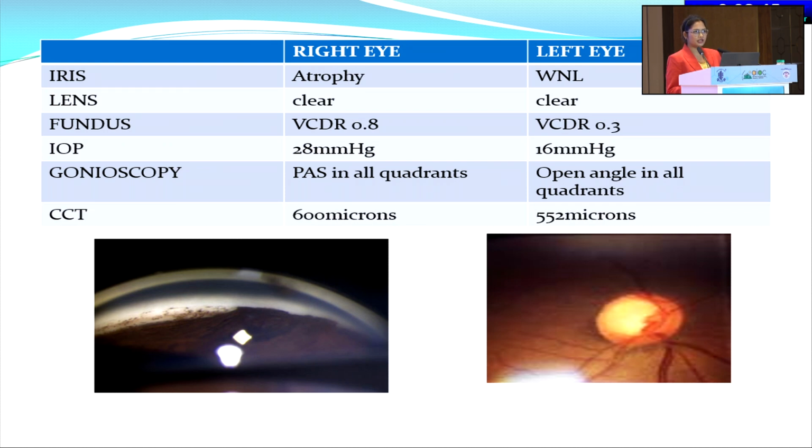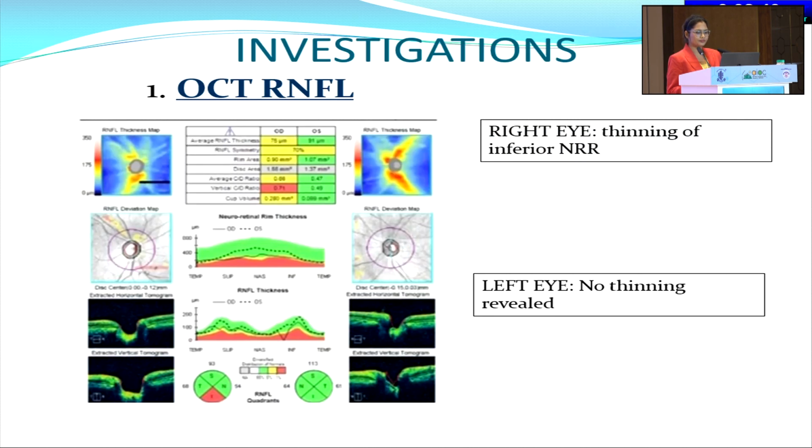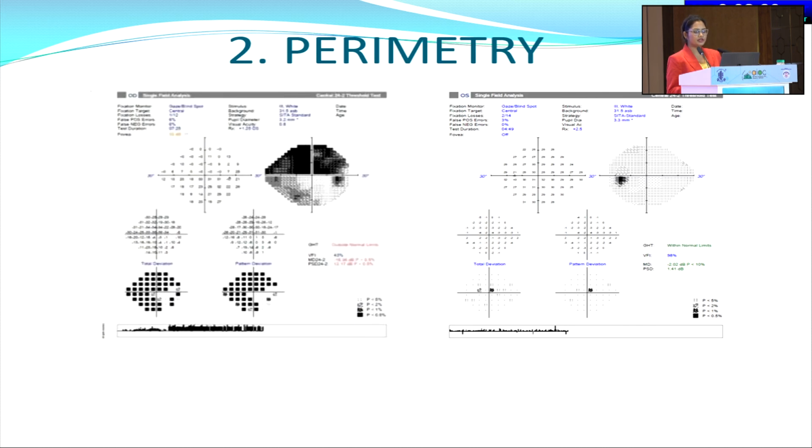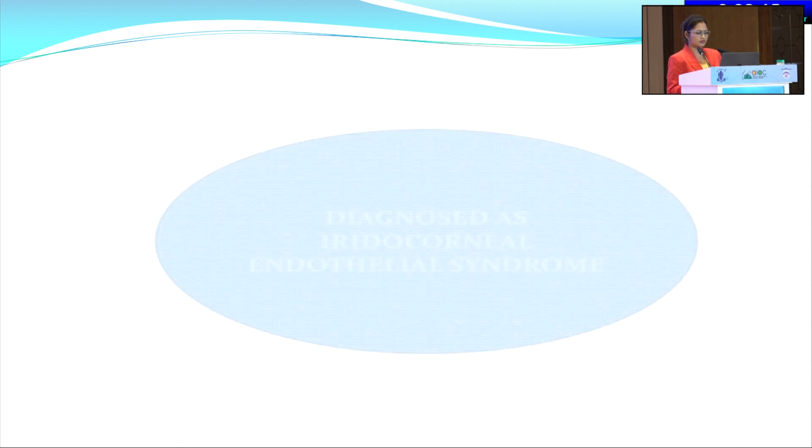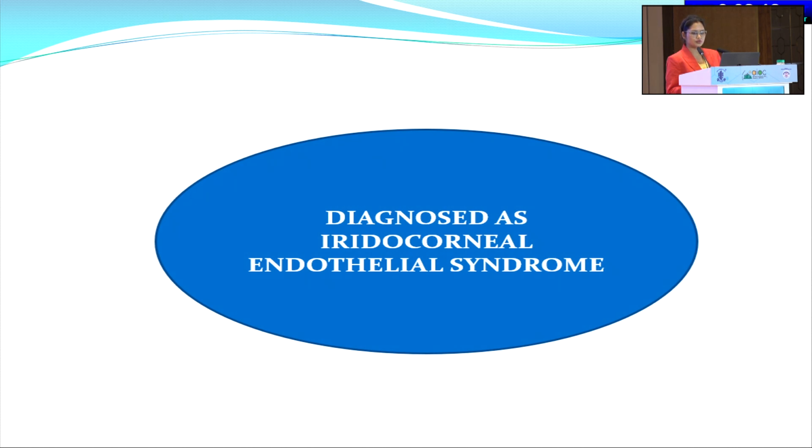On gonioscopy, there was peripheral anterior synechiae in all quadrants in the right eye, but in the left eye, there was an open angle in all quadrants. On OCT RNFL examination, the right eye showed thinning of the inferior neuroretinal rim. In the left eye, no thinning was revealed. Perimetry showed the right eye had a visual field defect. On specular microscopy, there was reduced endothelial count, high pleomorphism, polymegathism, and loss of the typical hexagonal shape of cells. The patient was diagnosed as a case of iridocorneal endothelial syndrome.